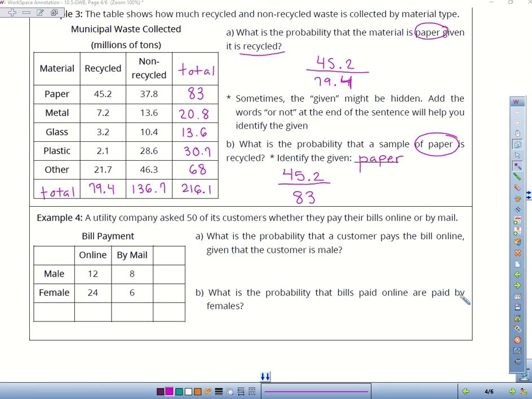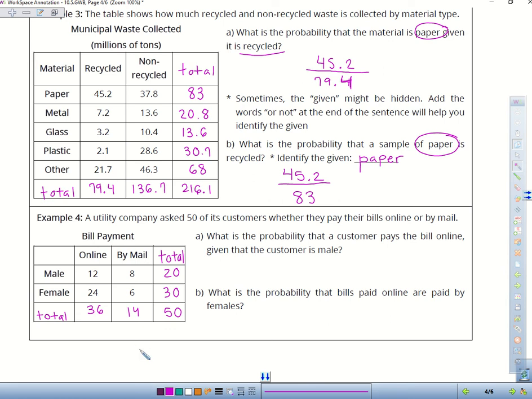This one here, we're going to be looking at bill payments, male, female versus online and by mail. You're going to have your totals. These ones are easy to do in your head, which is nice. And this one's easy to verify. 20 plus 30 is 50, but 36 plus 14 is also 50. So you see how you can verify that math pretty easily on this one.